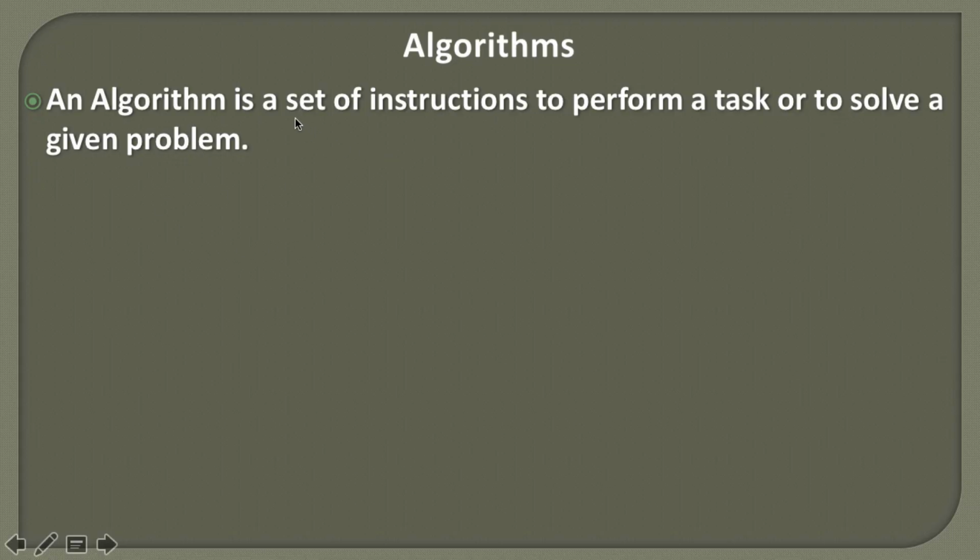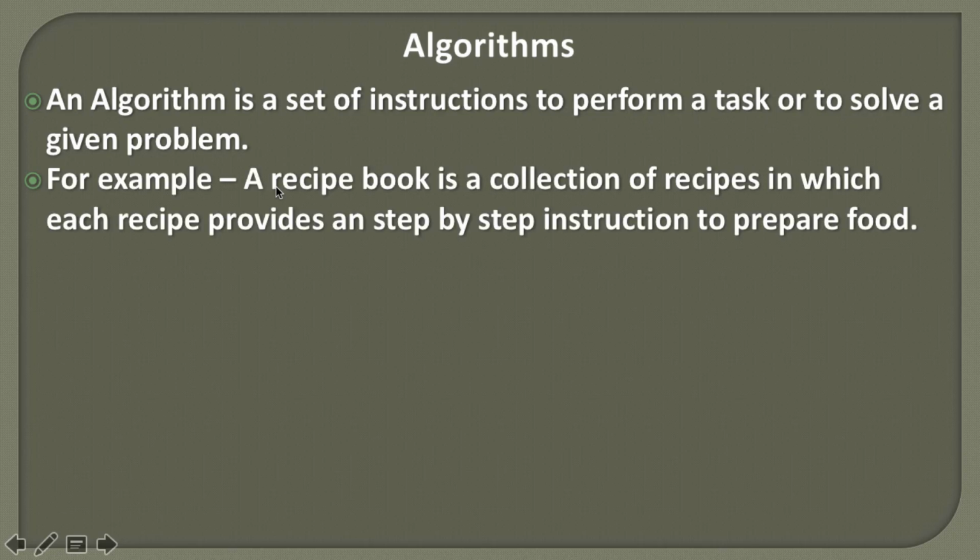So what we mean by a set of instructions is that, let's say we are given a problem. There would be a sequence of steps, a set of instructions, and if we follow that, our given problem will be solved. So let's say for example, we are aware of a recipe book. It is nothing but a collection of recipes in which each recipe provides step-by-step instructions to prepare the food.